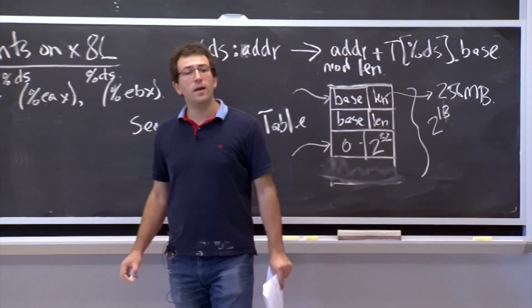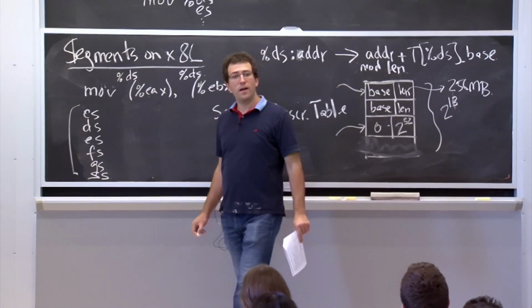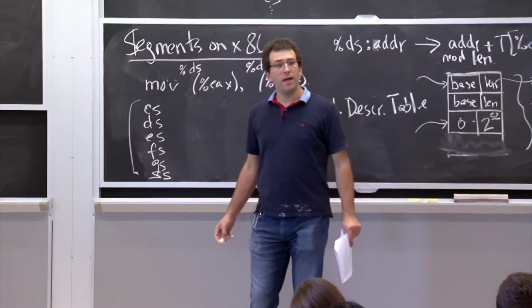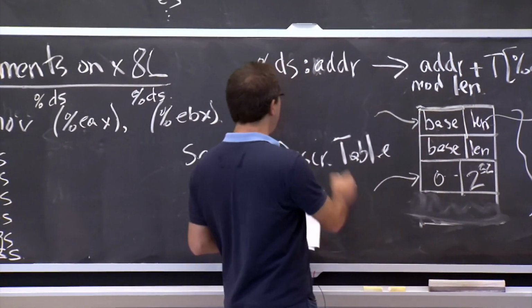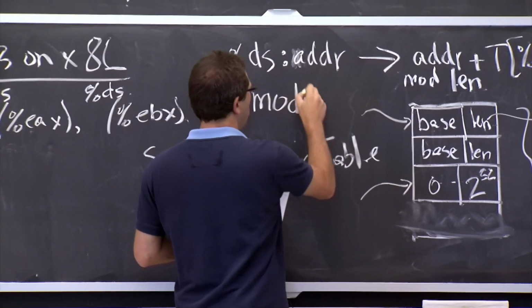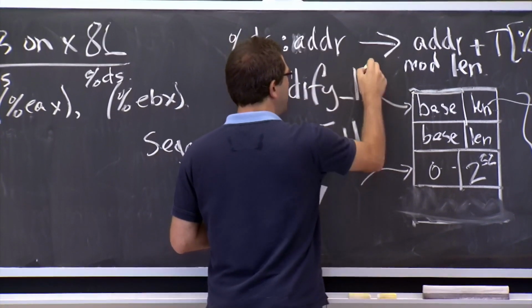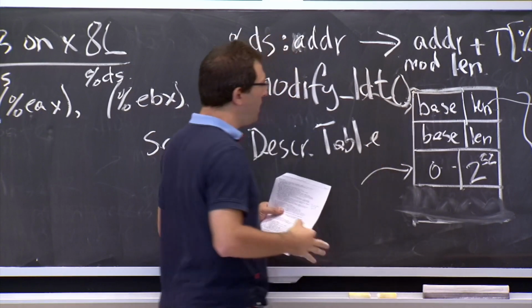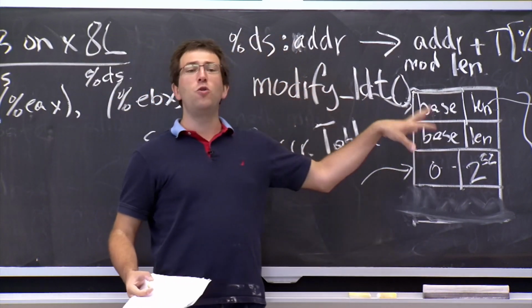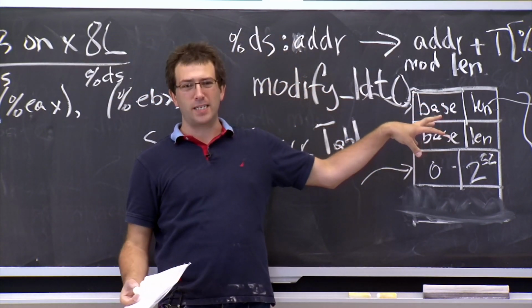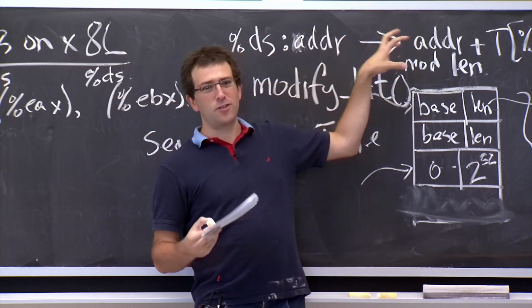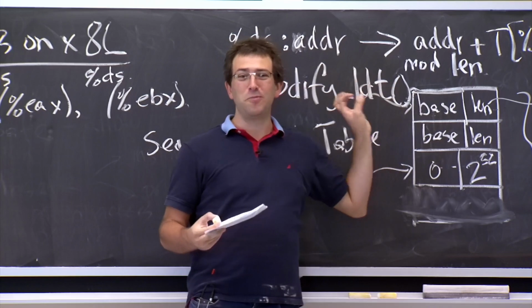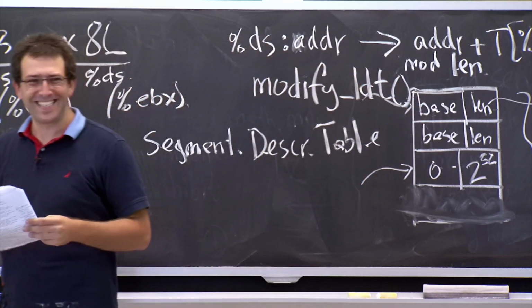Question? In order to set the table up with the length, you need to be root? No, actually, it's pretty cool. There's something that you don't have to be root for. On Linux, there's a system call, I think it's called modify_ldt, for local descriptor table, and it lets any process modify its own table. These tables are actually per process. Well, as with everything in x86, it's actually more complicated. There's a global table and there's a local table, but the local table is per process, and you can modify that one.